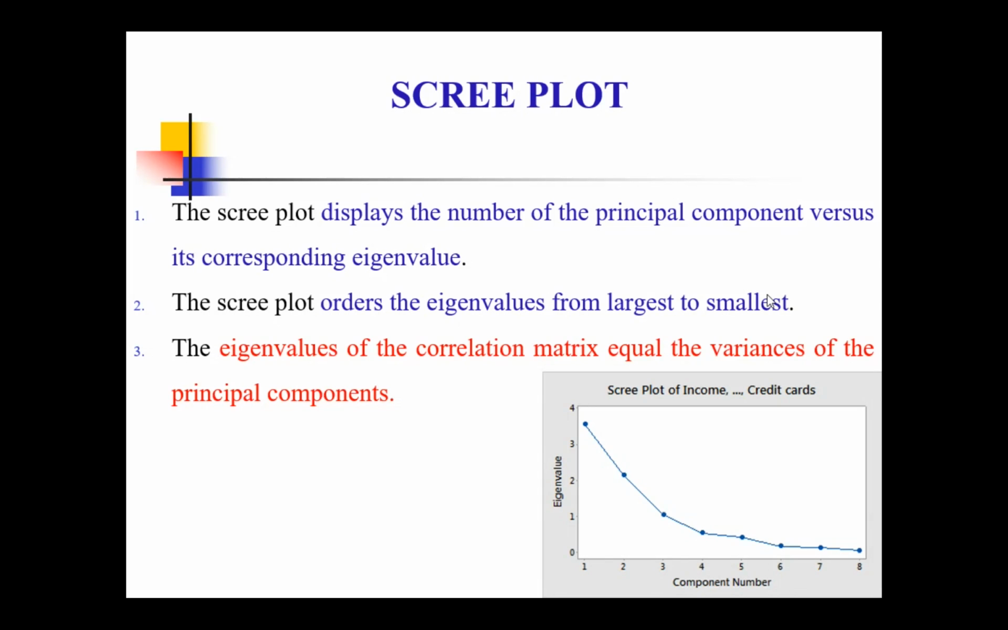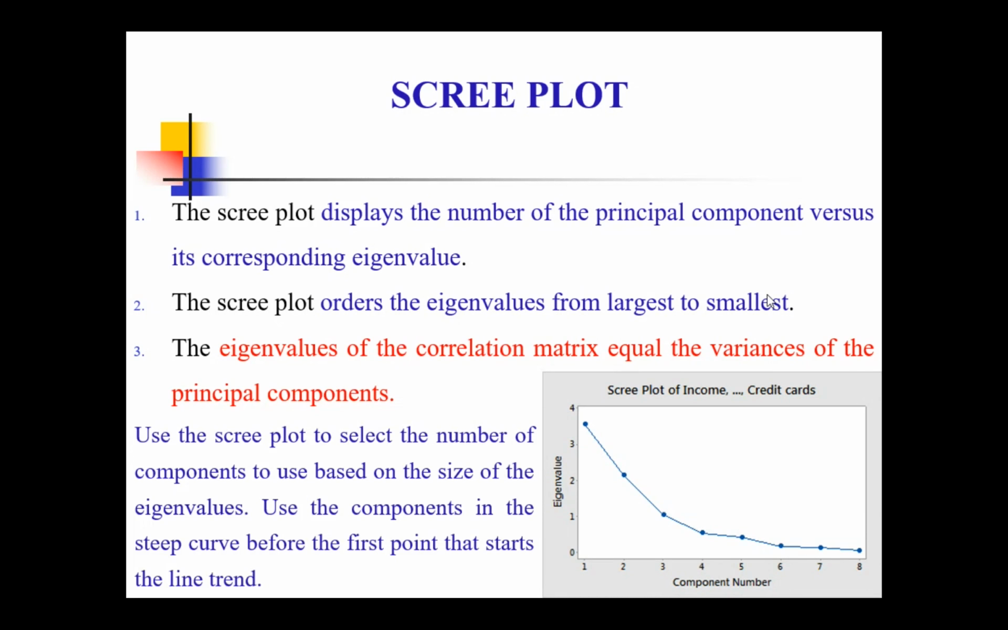So the eigenvalues of the correlation matrix equal the variances of the principal components. How much variance exists among the principal components will be provided through these eigenvalues. So from this scree plot, what are we going to interpret? Based on the eigenvalues, which principal component we have to use can be identified by this scree plot. Here the principal component 1 has a higher eigenvalue, so that can be used.